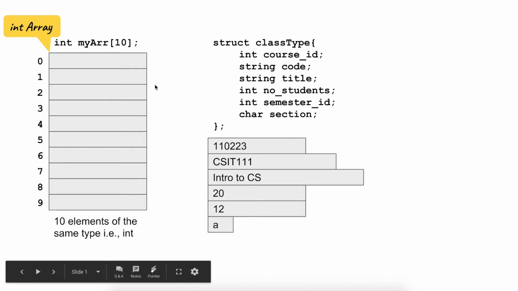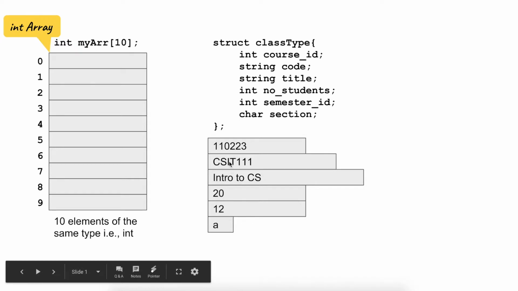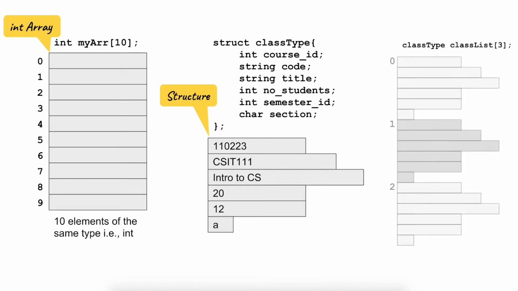Now, remember I said if you need multiple variables, you can use structures. But interestingly, you can create an array of a structure as well. So you can say class type, which is the type that you just defined, then a class list. This is your array variable name, and I have 3 elements here. This looks something like this in memory. You have the same members of the structure repeating over and over again. So as far as this array is concerned, this is 0, this is 1, and this is 2.